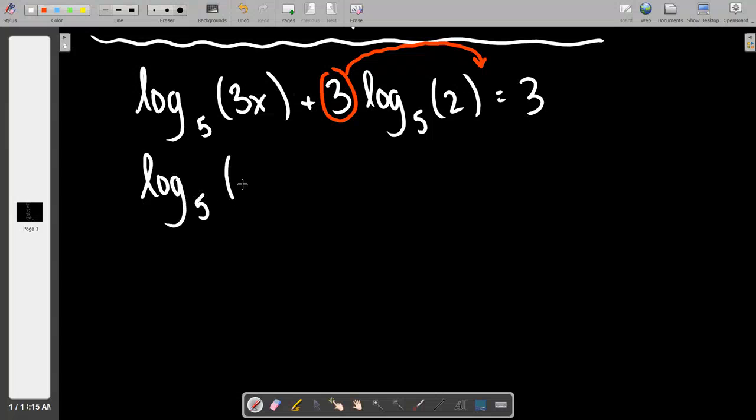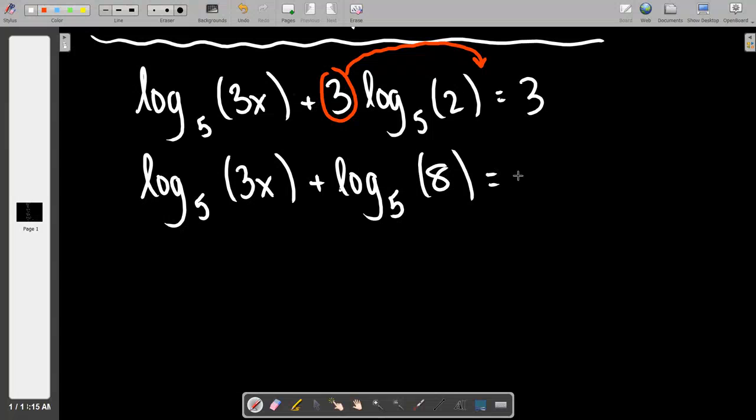We're going to write log base 5 of 3x plus log base 5 of what? 8 is great, as my wife would always say. Yes, 8 is great. And then from here, what's the condensed version of the log going to be on the left? Log base 5 x over 8.